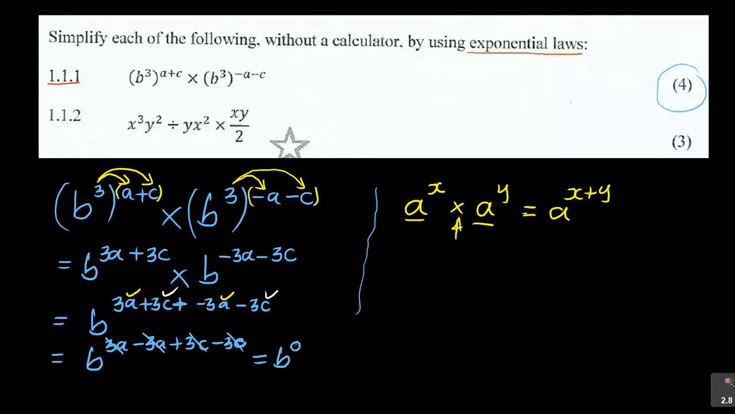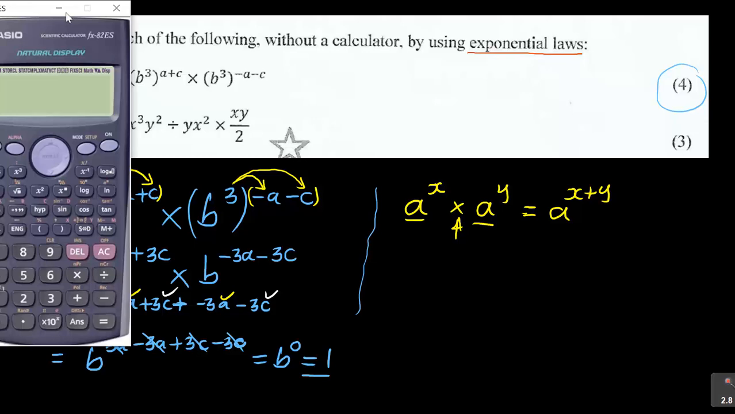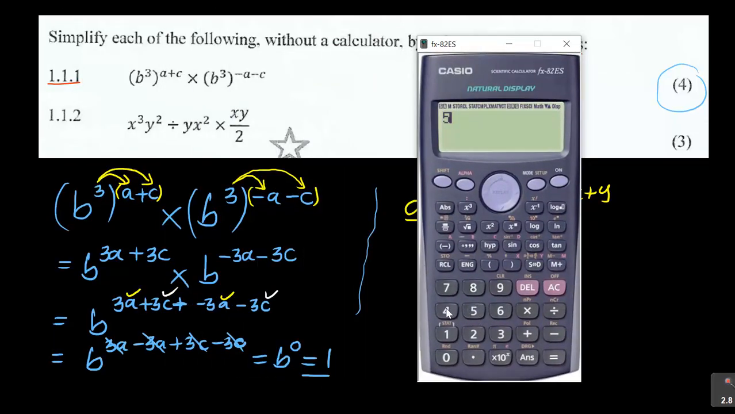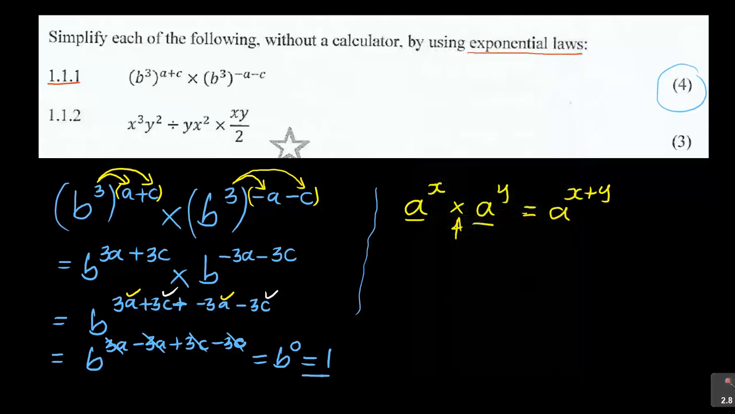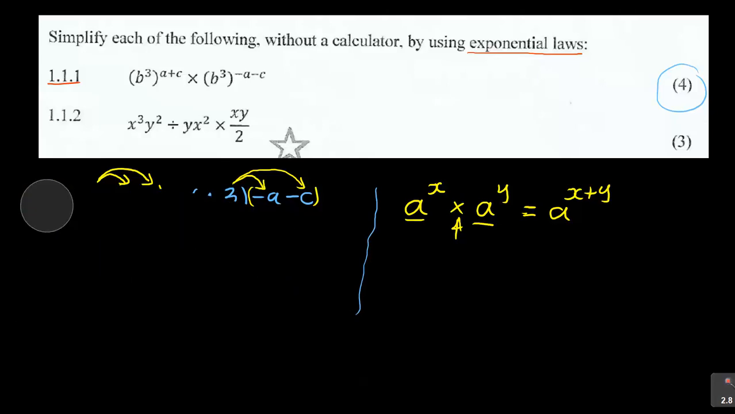But any number to the power of 0 is 1. It doesn't matter whatever number you have. If it is to the power of 0, for example 547 to the power of 0, it becomes 1. Hence the answer to that becomes 1. So that is that part. You get your 4 marks if you did it properly. Let's look at the next one.